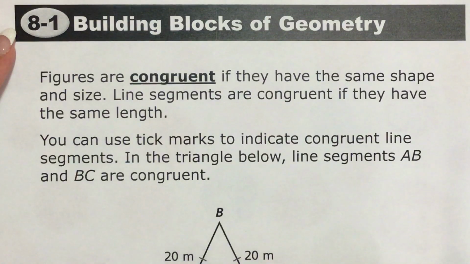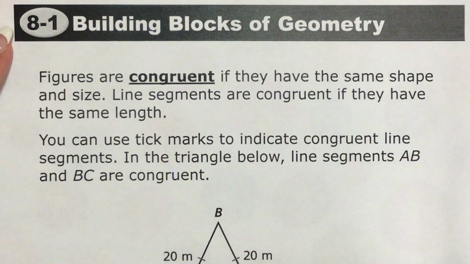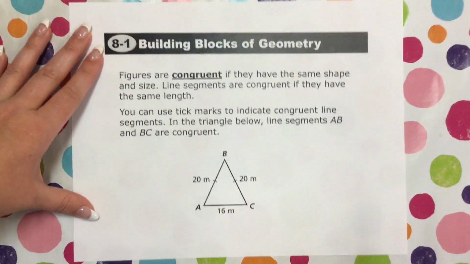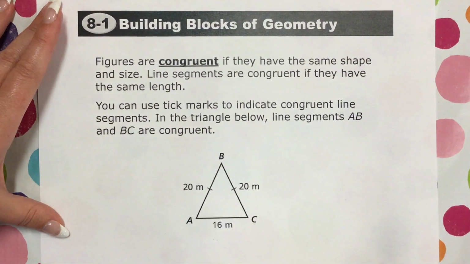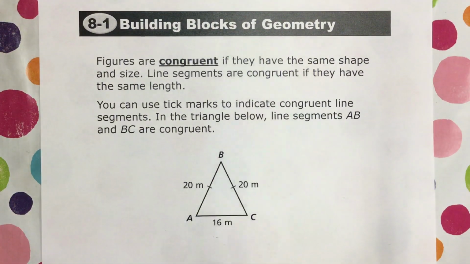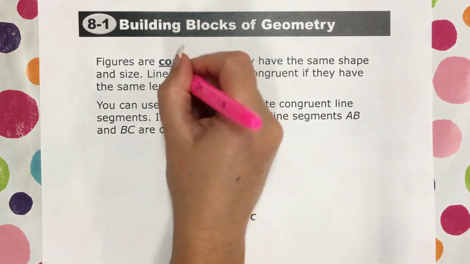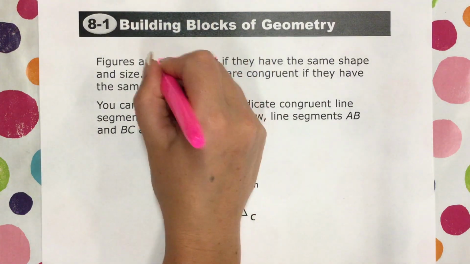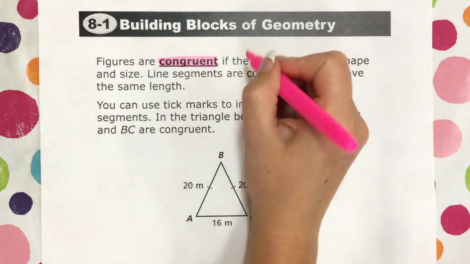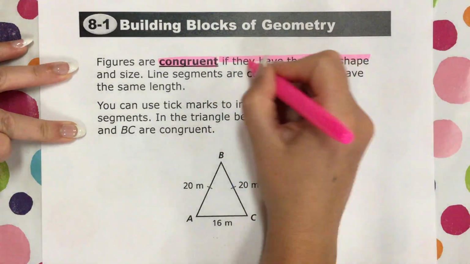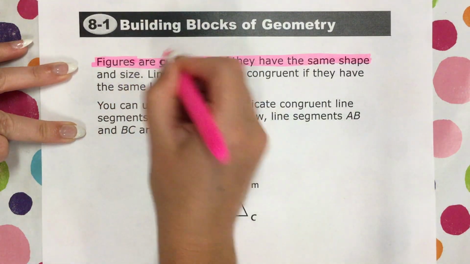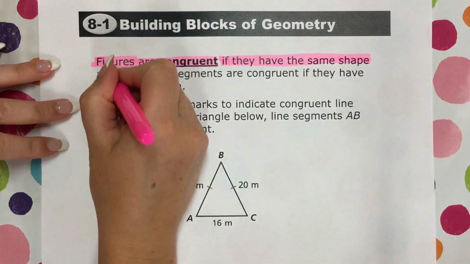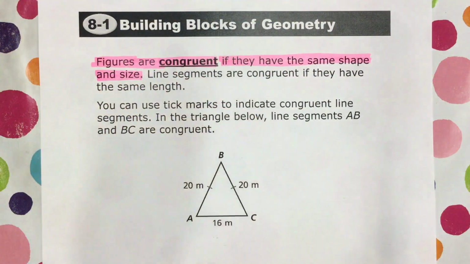We're talking about the idea of congruence. I need to zoom out and then zoom in. I'm sorry, I was getting carried away. Okay, figures are called congruent if they have the same shape and size.